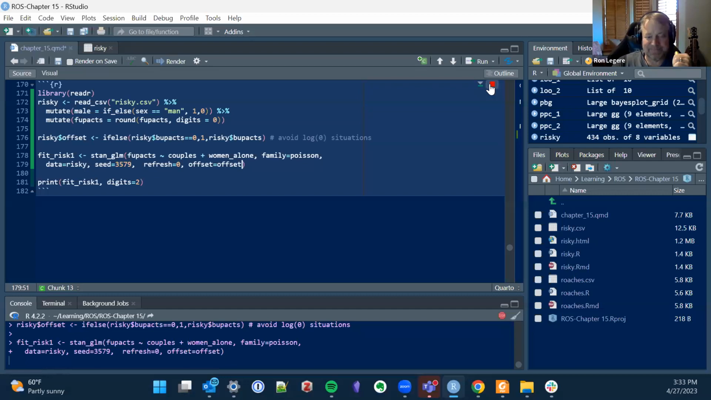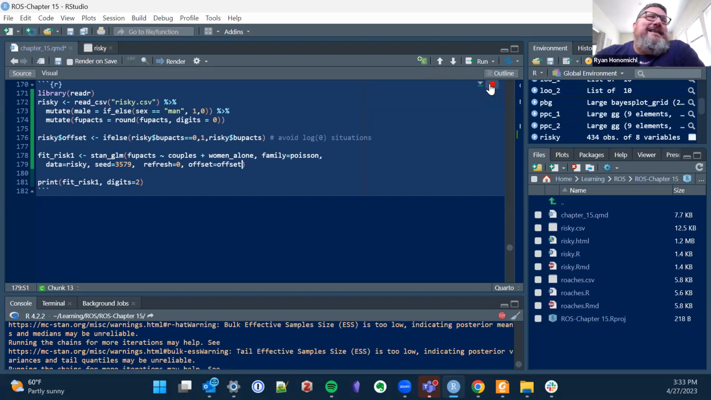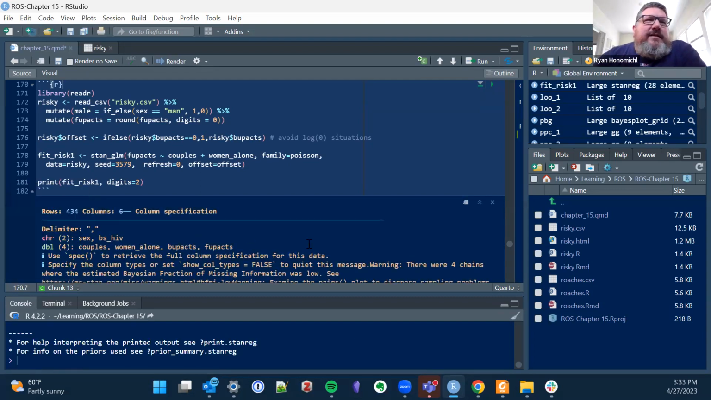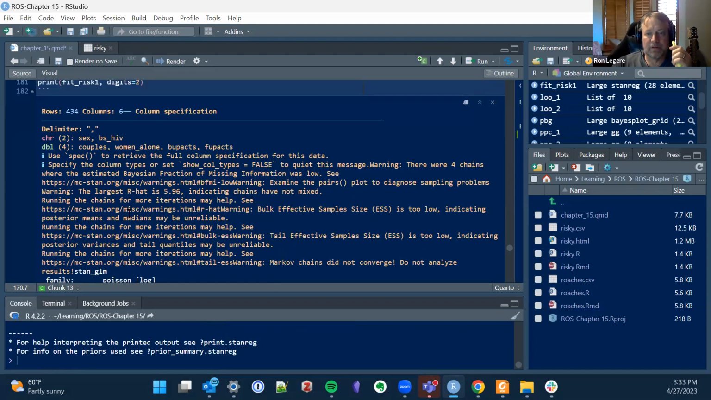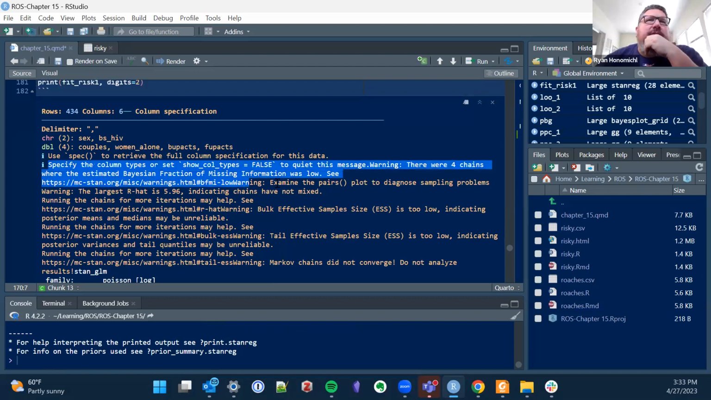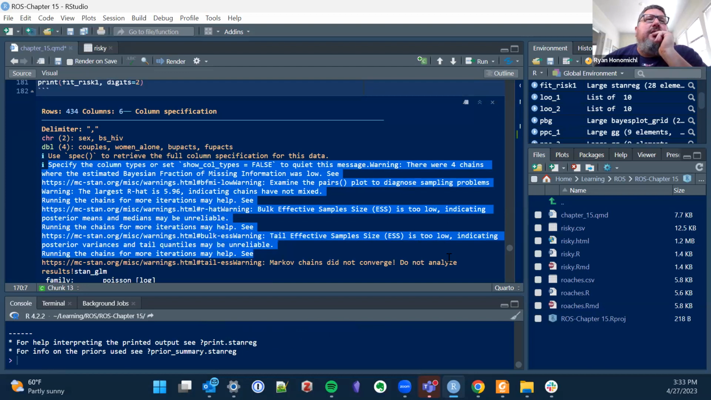Risky offset. That's funny. Oh, okay. Hold on. Something went wrong. It's looking like it doesn't like something here. There are 4 chains. Doesn't like something. Well, the first error says specify the column types. Bayesian fracture missing information was low.